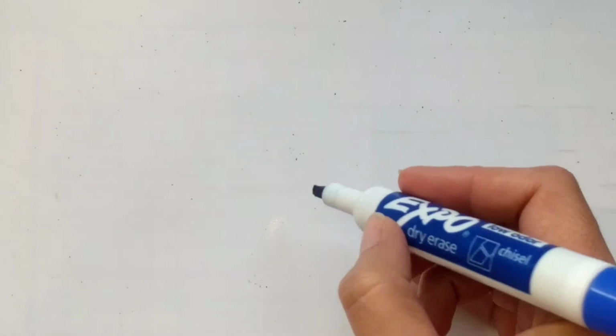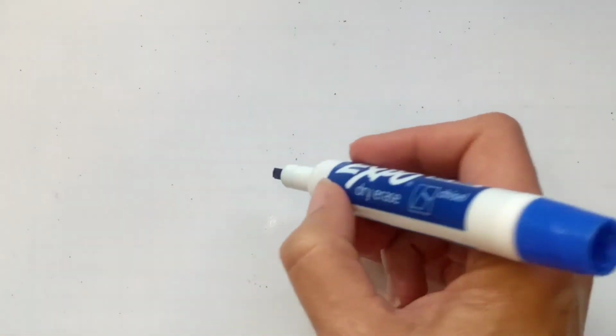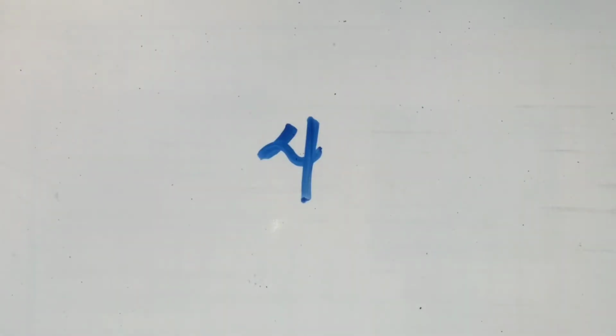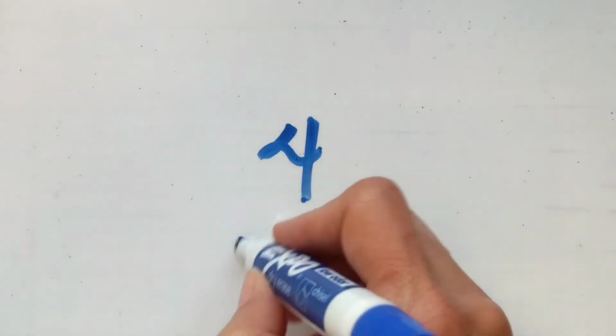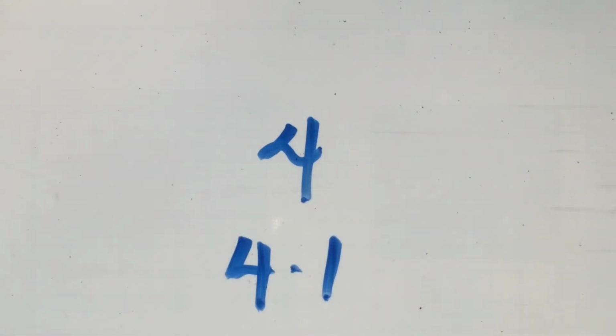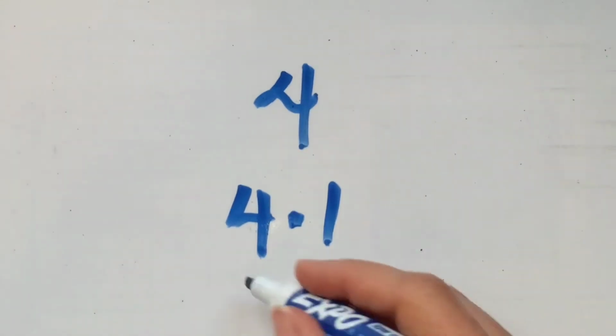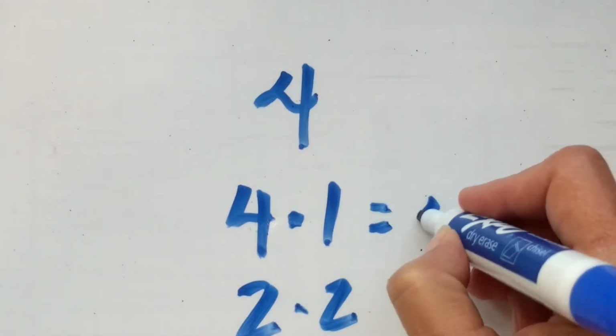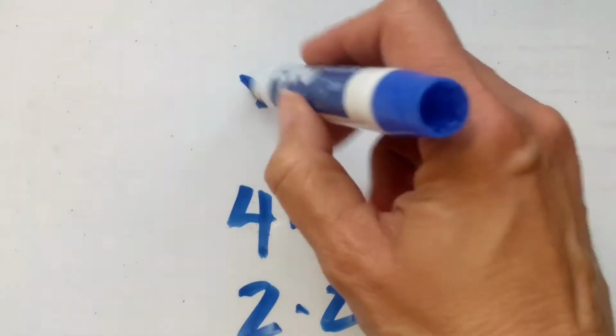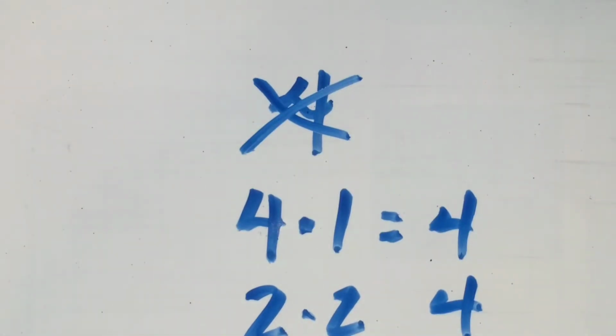All right, before we begin today's lesson on prime factorization, let's recall first what prime means. Prime means any number that can only be multiplied by 1 and itself. Let's take a couple of examples. Let's try 4. Is 4 a prime number? Well, you have 4 times 1, but you also have 2 times 2, which both equal 4. Therefore, 4 is not a prime number.